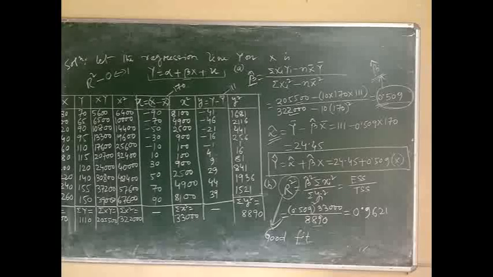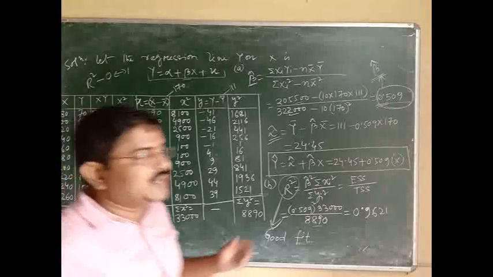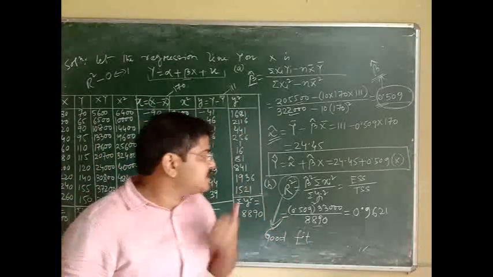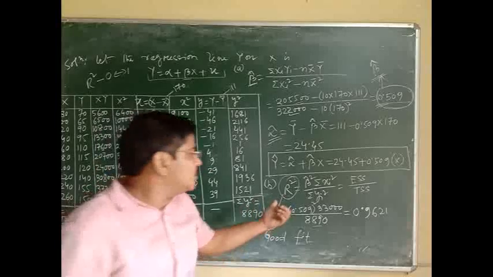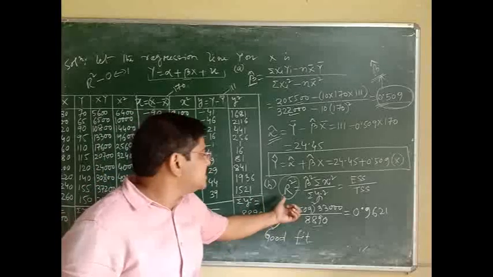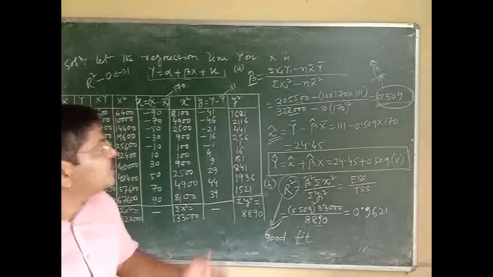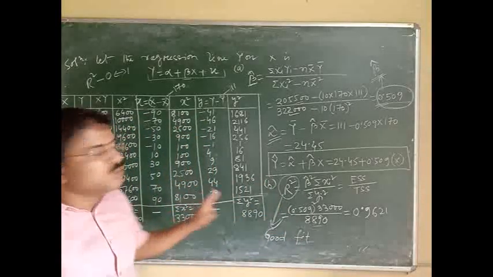So this is all about how to get the regression line by using OLS, how to estimate your regression coefficients, and how to get the coefficient of determination, that is r square. So for today, these two parts are complete.